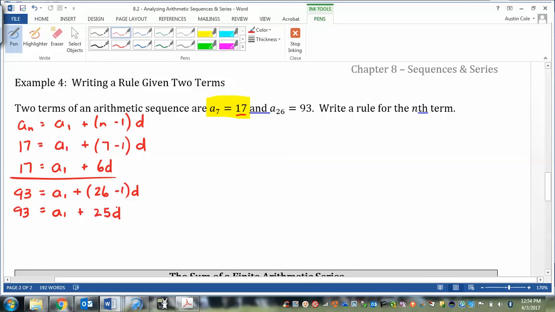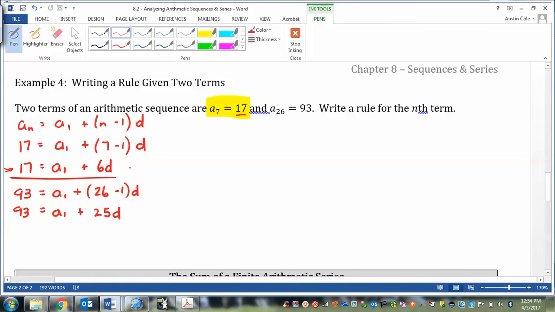I'm still missing two things though, aren't I, guys? I'm missing a sub 1 and I'm missing d, my common difference. Now, would you guys agree with me that in this equation and in this equation, a sub 1 is going to be the same thing? And in this equation and that equation, d is going to be the same thing. Okay? Guys, remember when we talk about systems of equations? In solving systems, if we have two unknowns, we better have two equations to solve those unknowns. If we have two equations, we can find them.